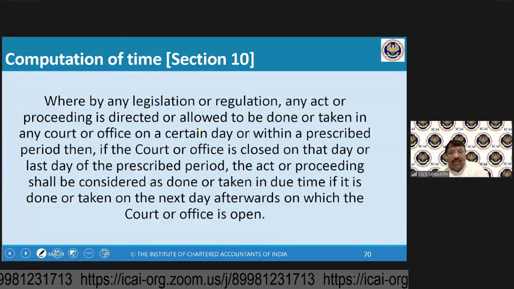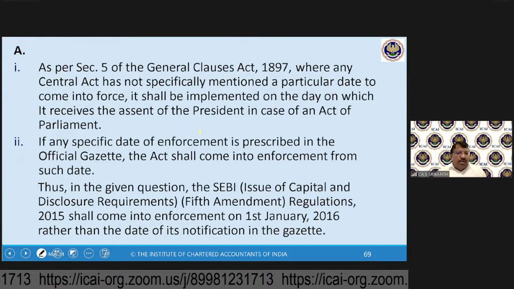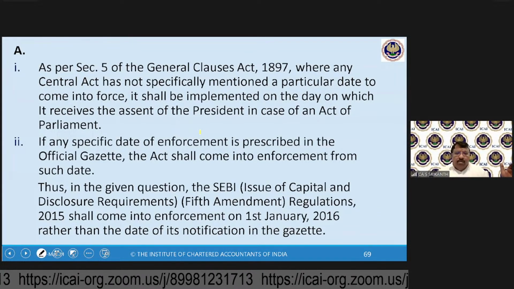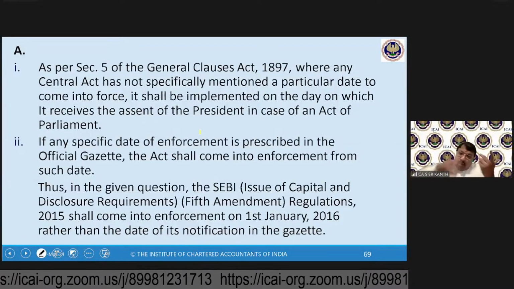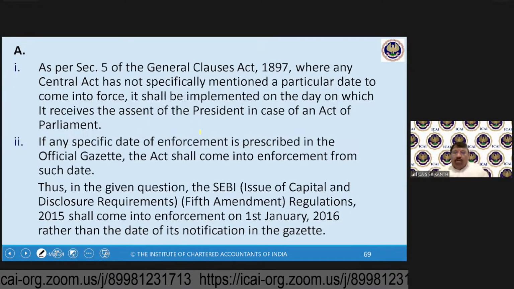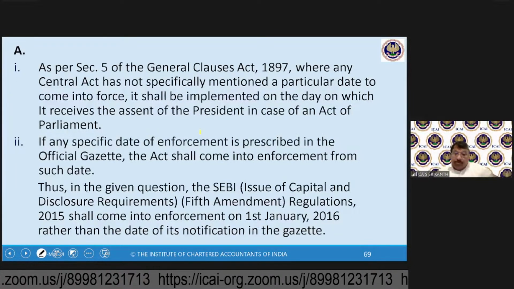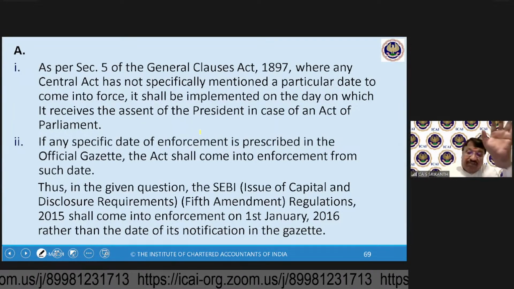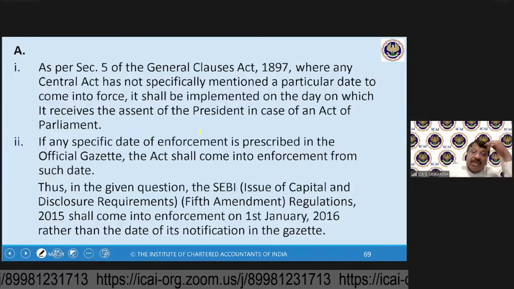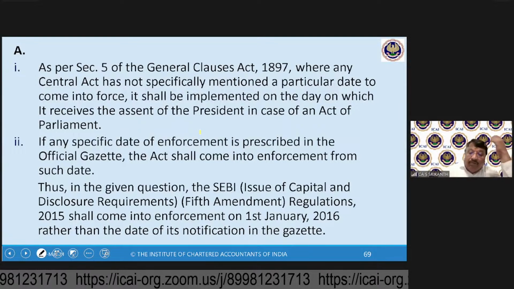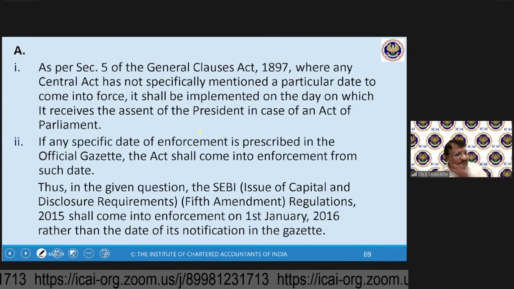So the process is like this. The sequence is: passing both the houses of Parliament, assent of the president or governor as the case may be, then notification. Sometimes it says it comes into effect with immediate effect. That means the date of notification. They will say in that notification that this shall come into effect from the date. Sometimes they will notify it in the Official Gazette and say it will come into effect from such date as the central government may announce from time to time. In which case, publication in the Official Gazette has nothing to do with it.